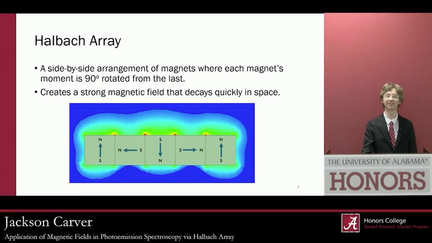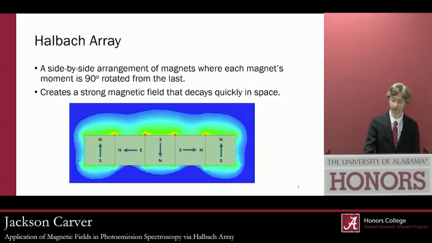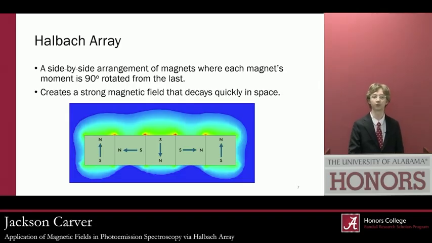Our proposal is the Halbach Array. This is a side-by-side arrangement of magnets, where each magnet's moment is rotated 90 degrees from the last. It can be made out of permanent magnets or electromagnets. This arrangement creates a strong magnetic field on one side and a weak field on the other. Moreover, the field decays rapidly in space. So if we place the sample on the strong side of a Halbach array, we can potentially achieve the kind of fields that we're looking for in ARPES.